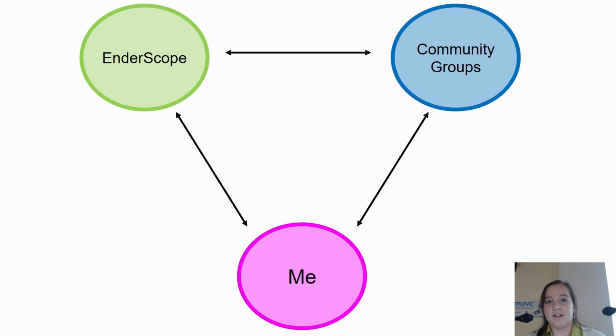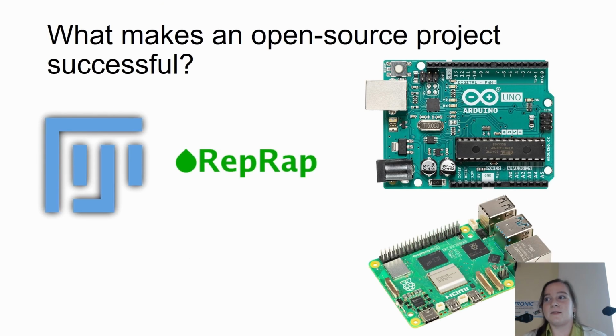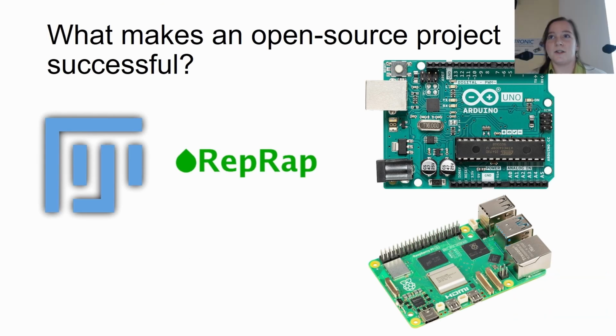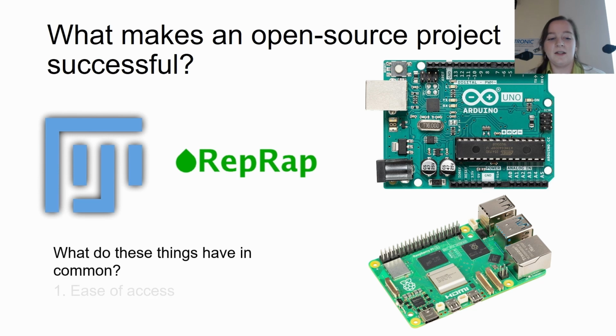And conversely, while these kinds of projects can be very important for the community groups, the other way around is true also. I think that these kinds of communities are the key to the long-term success of open source projects like this. So if we look at some really successful open source projects, like ImageJ, Fiji, RepRap, Arduino, Raspberry Pi, what do they all have in common? They're easy to access, they're cheap or free, but they also have a huge community behind them.